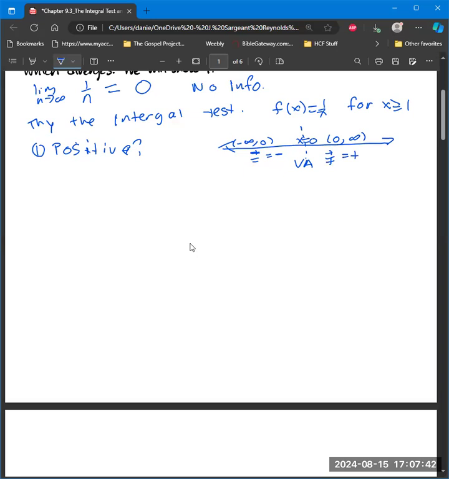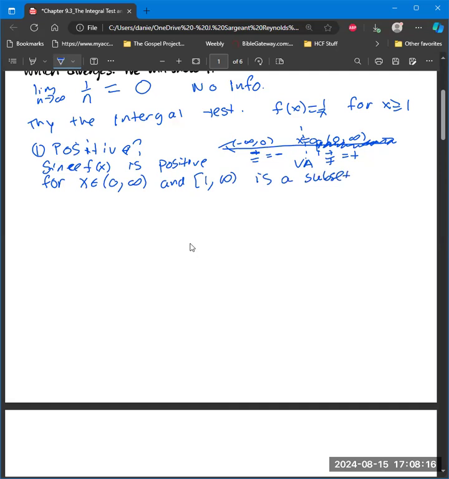Everything that we're interested in from 1 to infinity, here's 1, is in this region where it's positive, since f of x is positive for x is an element of 0 to infinity, and 1 to infinity is a subset of 0 to infinity. f of x is positive for all x greater than or equal to 1.